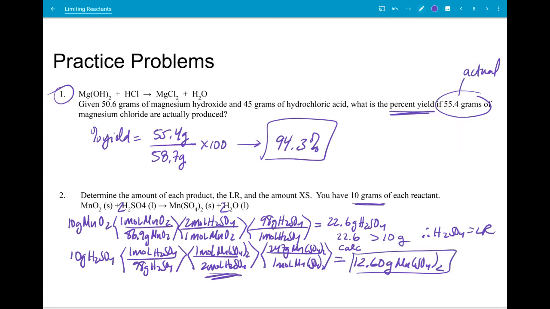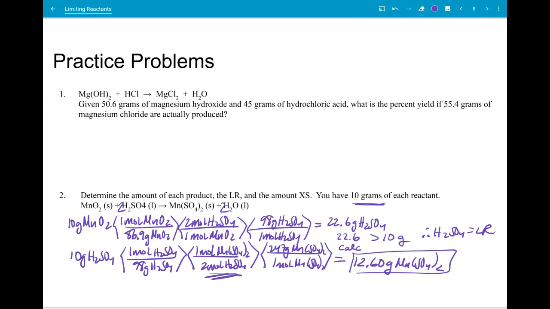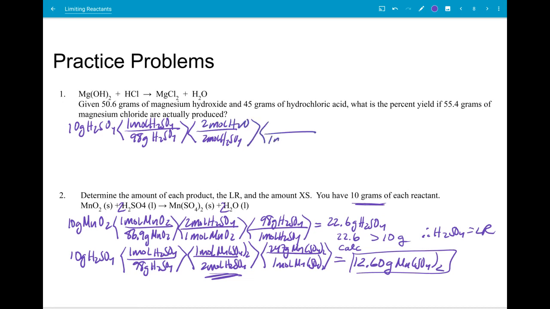I'm going to erase this top part and continue solving this problem on the top, because there's no way I'm going to fit all this. So 10 grams H2SO4. Notice it's going to be that same process at the beginning. 98 grams, 2 moles H2SO4, and now it's going to have 2 moles of water. 1 mole water is 18 grams of water. So that's 1.84 grams of water.